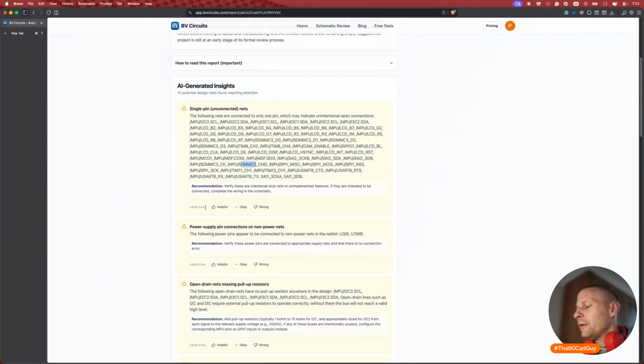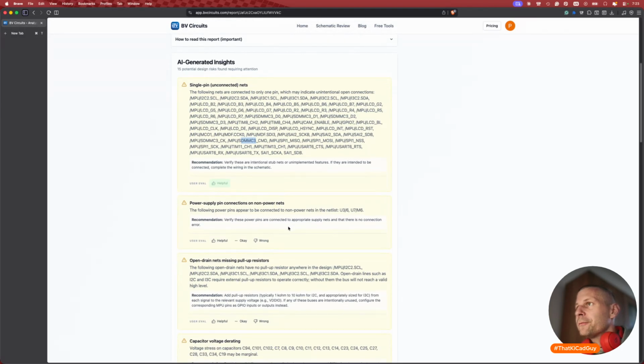Helpful or not helpful? Let's say helpful, because definitely that's a correct finding, because when an engineer didn't run ERC in KiCad, this will serve as a source of information.